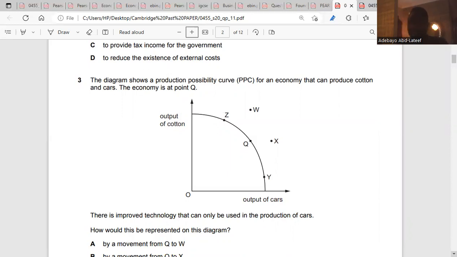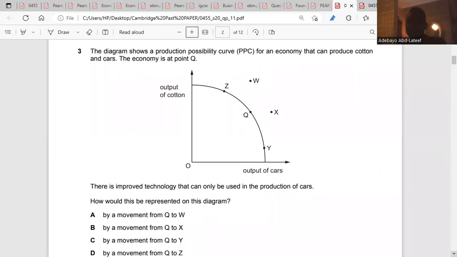They said there is an improved technology that can only be used in the production of cars. So if there's an improved technology that can be used in the production of cars, what happens to the PPC curve? The PPC curve will shift outward in the production of cars. It will shift outward from Q to X. Is it clear? From Q to X, so B. It's B, yes.